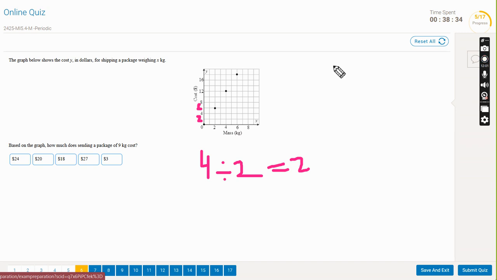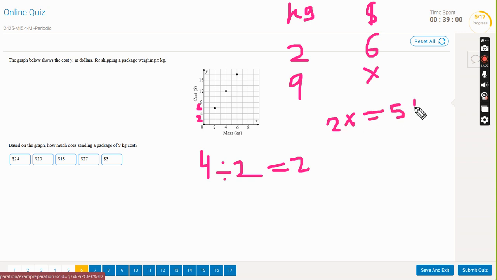This is 6. So for kg at the top, always do the cross multiplication for what's given. Okay? So 2 kgs, and then what is your cost? Your dollars. So for 2 kgs, you're paying $6. What do they want for 9 kgs? It's x, right? So 2x is equal to 54. So when you divide this, what do you get? 27. Let's write that here, 27.